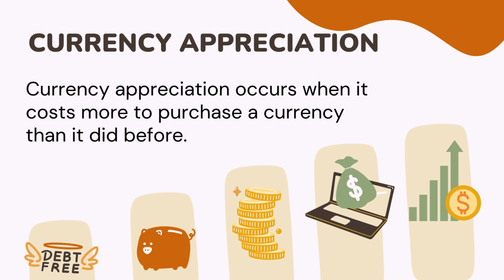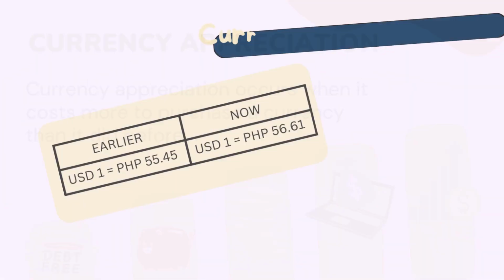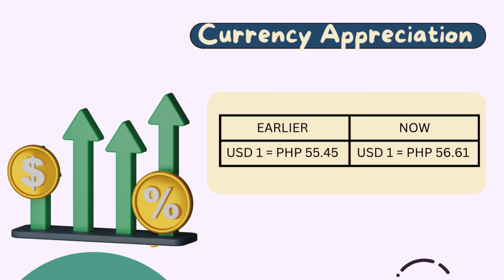So let us now define what is currency appreciation. It occurs when it costs more to purchase a currency than it did before. As a result, the currency can buy more of another currency or goods and services in international markets. So we have here an example of currency appreciation. Earlier, the conversion of 1 US dollar is equivalent to 55.45 pesos, but now 1 US dollar is equal to 56.61 pesos.